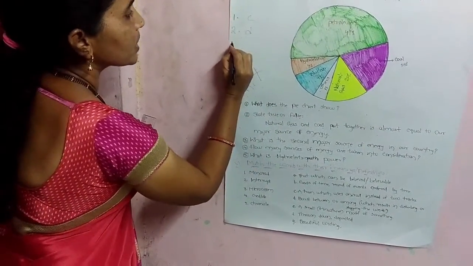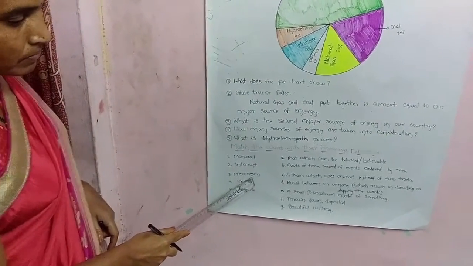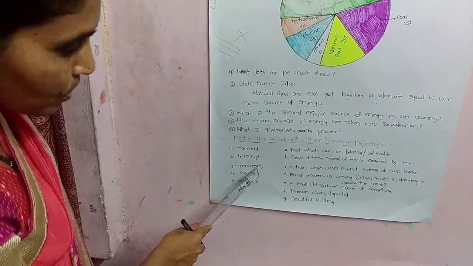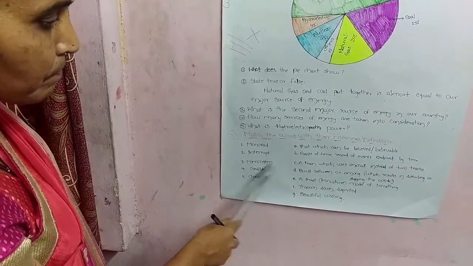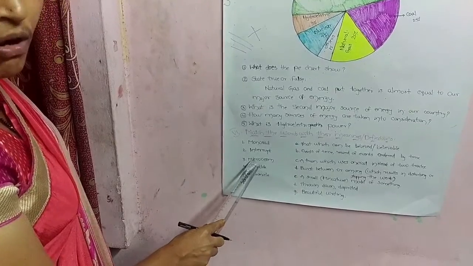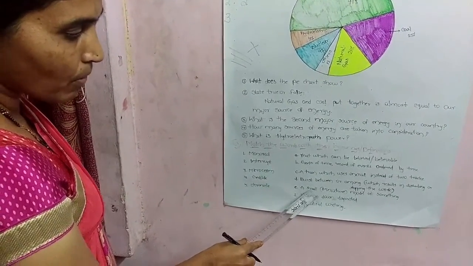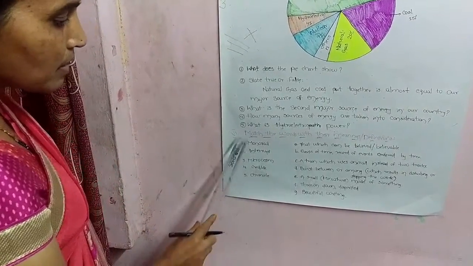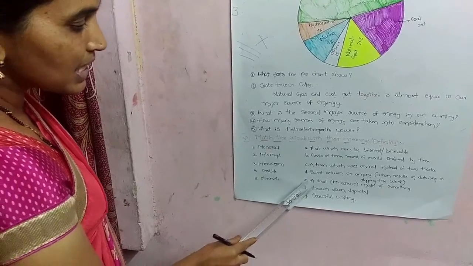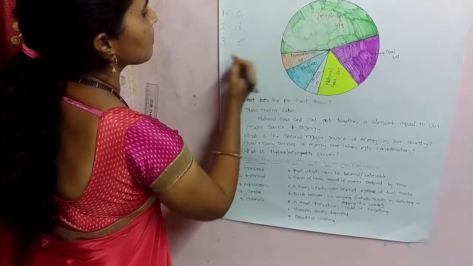Next, third question, third word. What is the third word? Microcosm. So what is the answer for microcosm? Micro means small. See, here is the answer: a small model of something. So this is the answer. For the third word, the answer is E. Option E. So you write E.